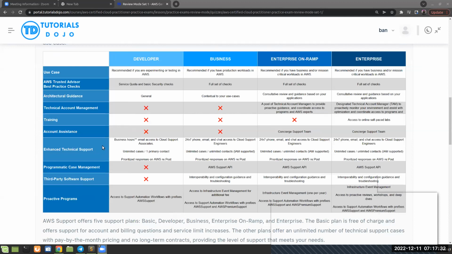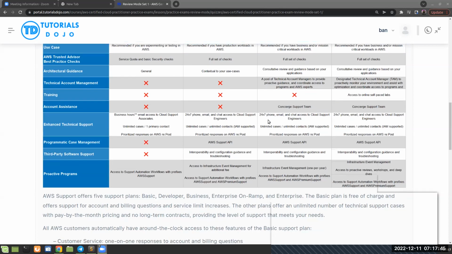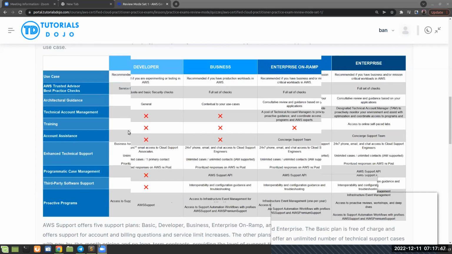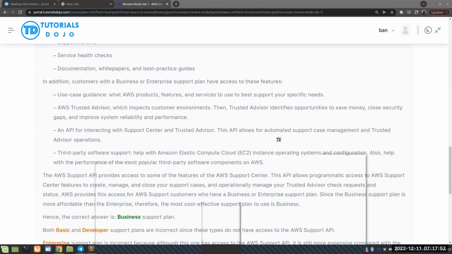because this is what we have, the API support plan. So business is the cheapest. Enterprise On-Ramp and Enterprise, those ones are already expensive. Developer doesn't have it. Make sure that you can recite this diagram without getting it wrong.